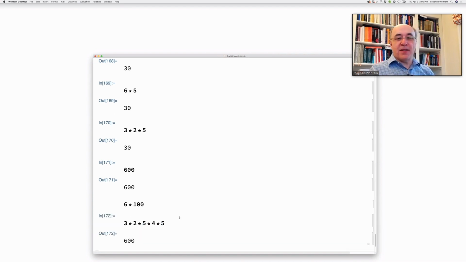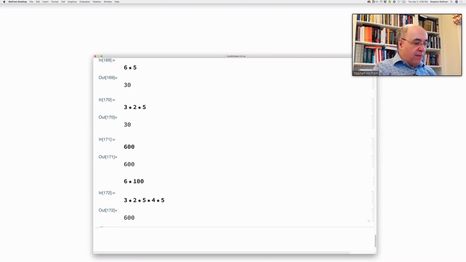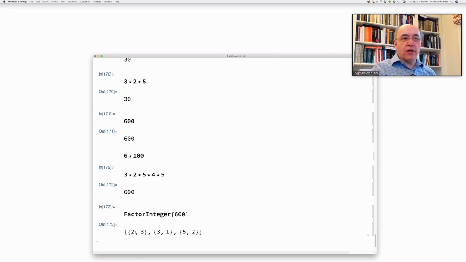Is that right? Yeah, that is indeed 600. Okay, so we have a convenient function called FactorInteger, which will take an integer like 600 and tell us how to write it in terms of prime numbers. And what this notation means is there are 3 copies of the number 2, 1 copy of the number 3, and 2 copies of the number 5.